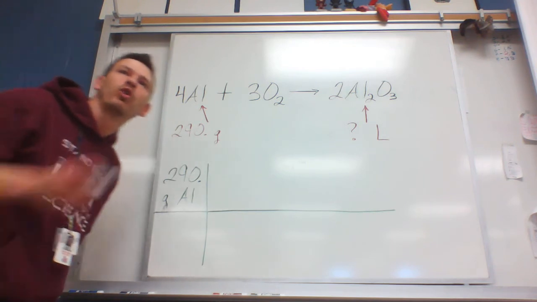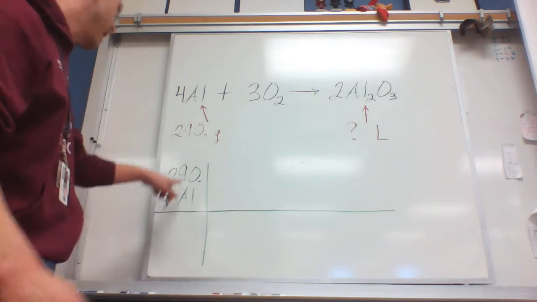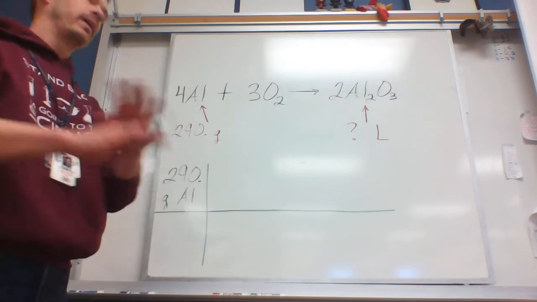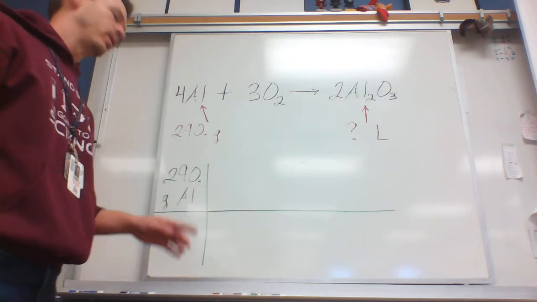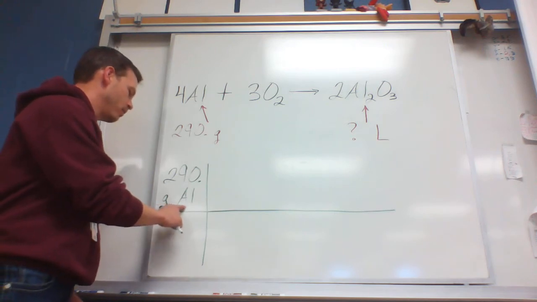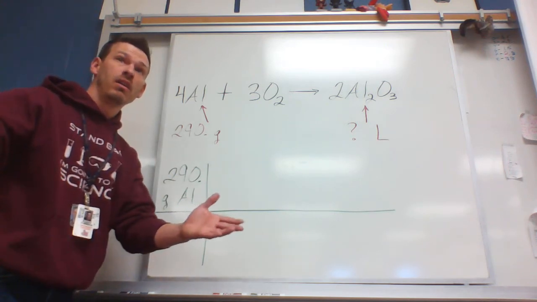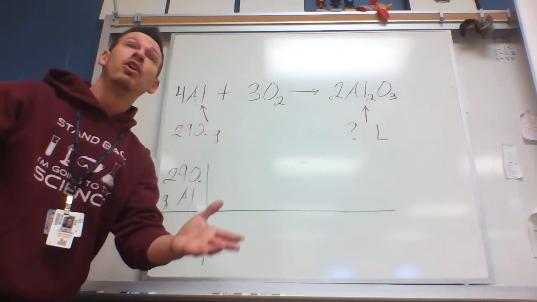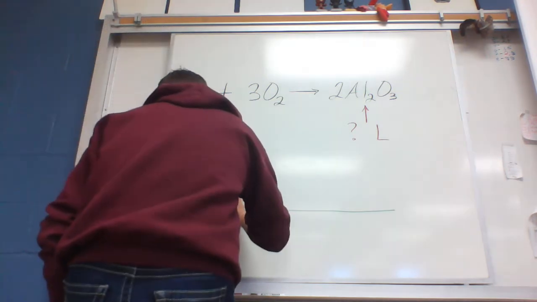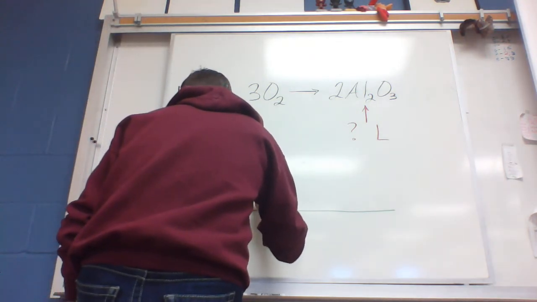Step 1 requires that I start with moles. Do we have moles right now? No, so we can't skip step 1. So in step 1, we want to go from grams of known to moles of known, because we have to start with it. So we want to go to moles of aluminum.